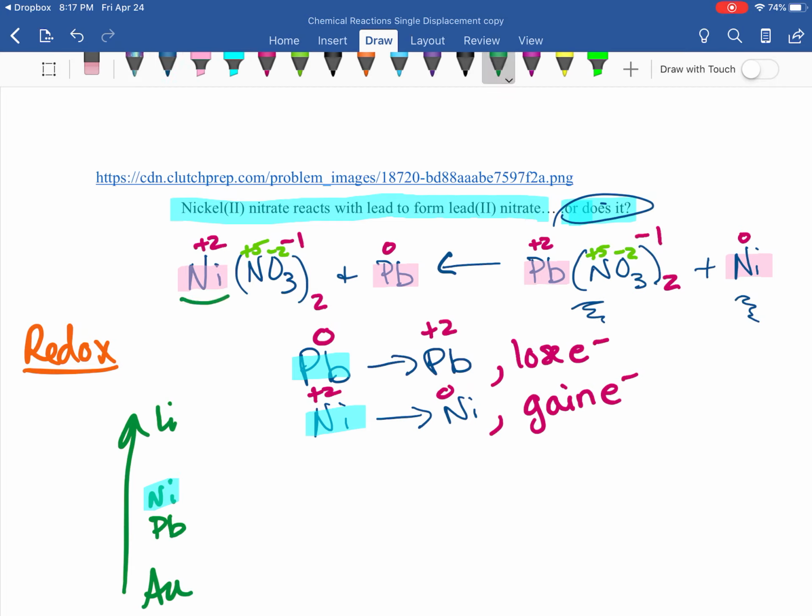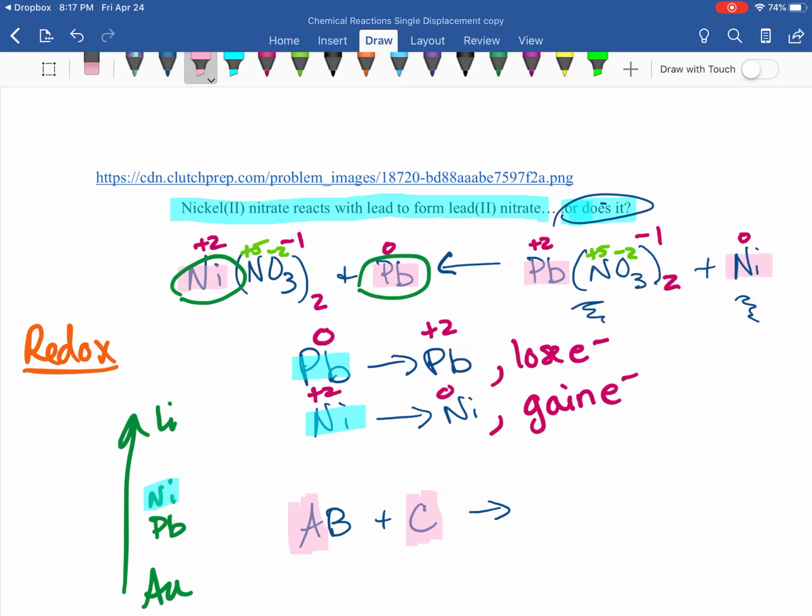It actually would happen only if you mixed lead nitrate and nickel. That's what the activity series tells you. It tells you which two are going to switch places, and you compare those on your activity series.